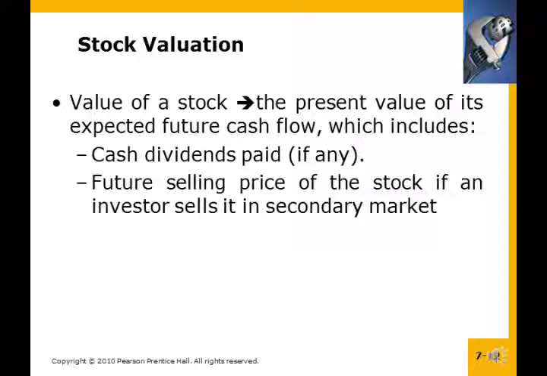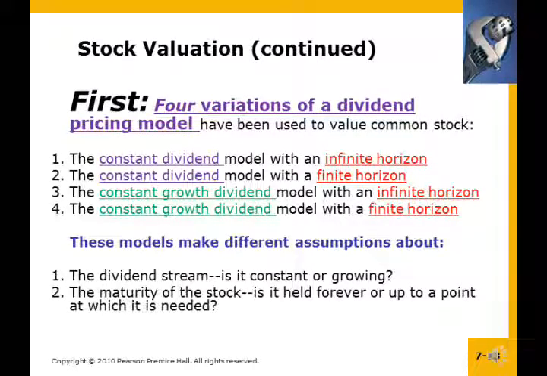Stock valuation. The value of stock is the present value of its expected future cash flow, which includes cash dividends paid and the future selling price of the stock if an investor sells it in the secondary market. So it consists of cash dividends and future selling price. You have to get the present value of the future selling price and the present value of cash dividends. So in stock valuation, we will have 4 variations of a dividend pricing model. We will have 4 theoretical models to value stock.